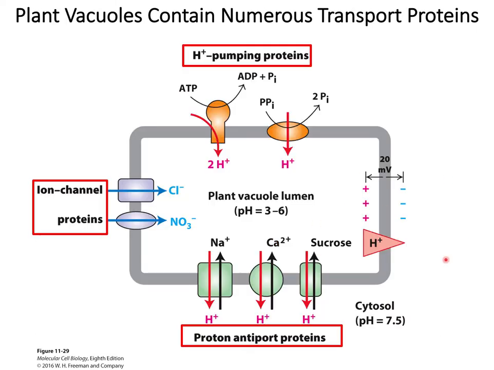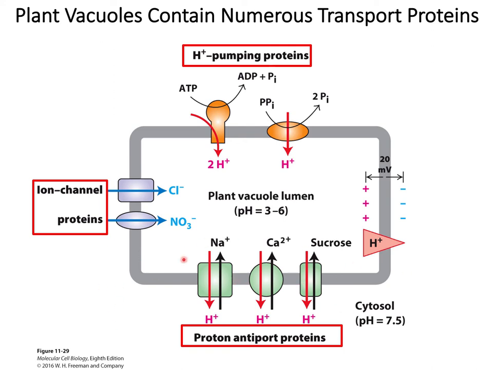So here is also a nice summary that tells us how all these transport systems discussed so far maintain the concentration of ions and metabolites in the plant vacuole. There are several types of proton pumps which acidify the vacuole right here. These are some of the unique ones that are only present in the plant. There are several protein channels, like the chloride channels or the nitrate channels. These are all protein channels as well.